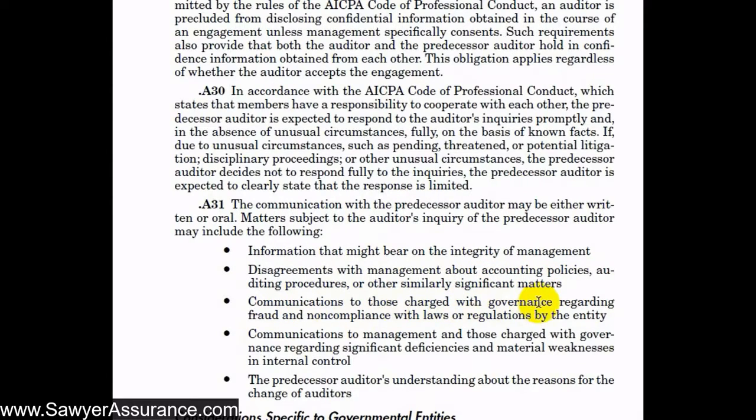Were there communications to those charged with governance regarding fraud and non-compliance with laws or regulations? Were there communications to management and those charged with governance regarding significant deficiencies or material weaknesses? And then finally, what is the predecessor auditor's understanding about the reasons for the change of auditors? So all of these things might tell us why the new potential client may be wanting to change auditors to us. For instance, there might have been fraud at the company, or they disagreed with certain things that the predecessor auditor proposed. And so this might tell us how it might be for us working with the new client. And based on those discussions, we can decide whether we want to accept or decline that engagement.